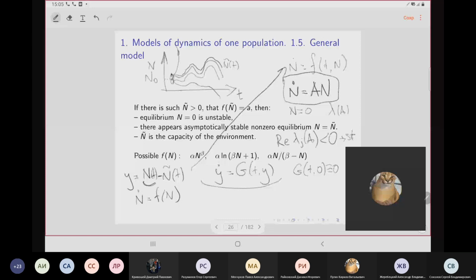The right-hand side equals 0. We consider the equation f of n tilde is 0. So all the solutions of this equation are our equilibriums. What does it mean, an equilibrium? Equilibrium means the solution is constant.